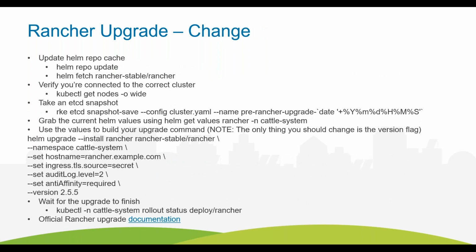So the actual change window. Now, the actual change is actually pretty straightforward. You're going to do some Helm commands to update your Helm to make sure you have the latest charts. We're going to do one last sanity check, and I can't tell you how many times this has bitten me. Make sure you're attached to the right cluster. Simple get nodes minus o wide. Uh-oh, I'm accidentally connected to production, and I thought I was upgrading non-prod. Trust me, it's happened, and it's happened to me.